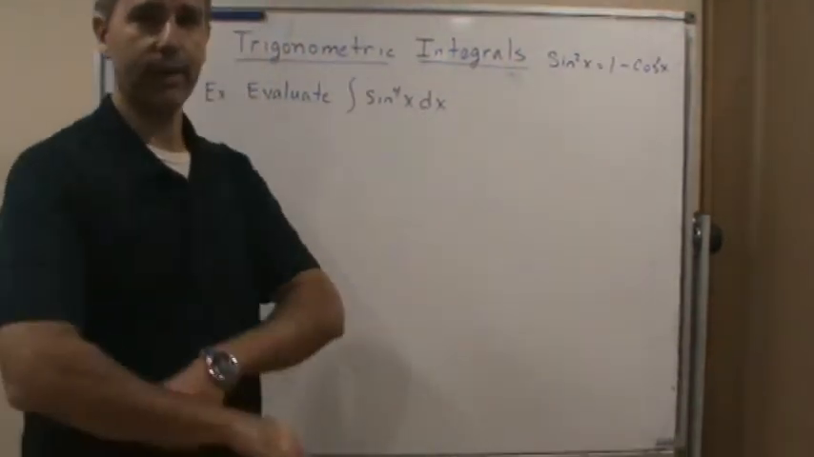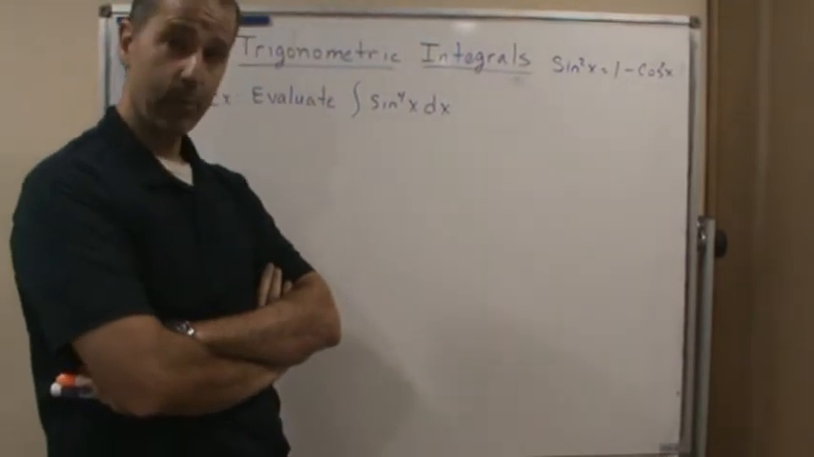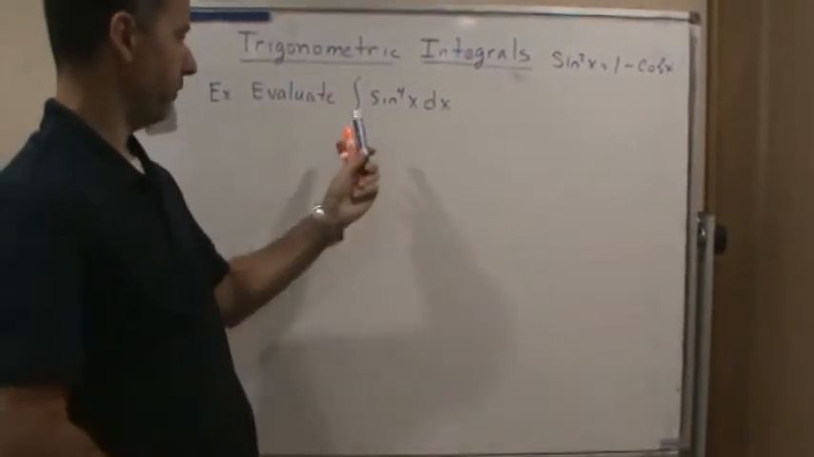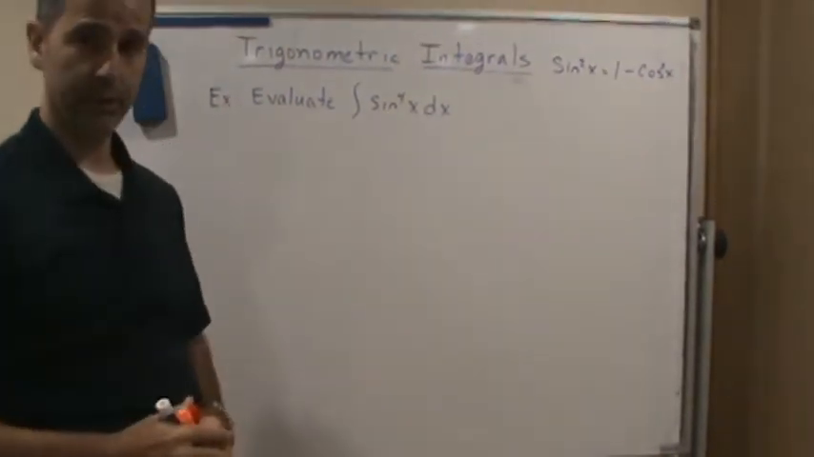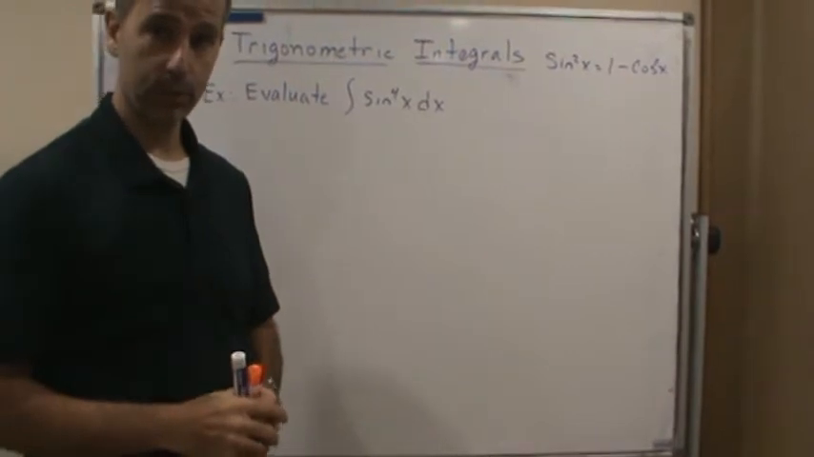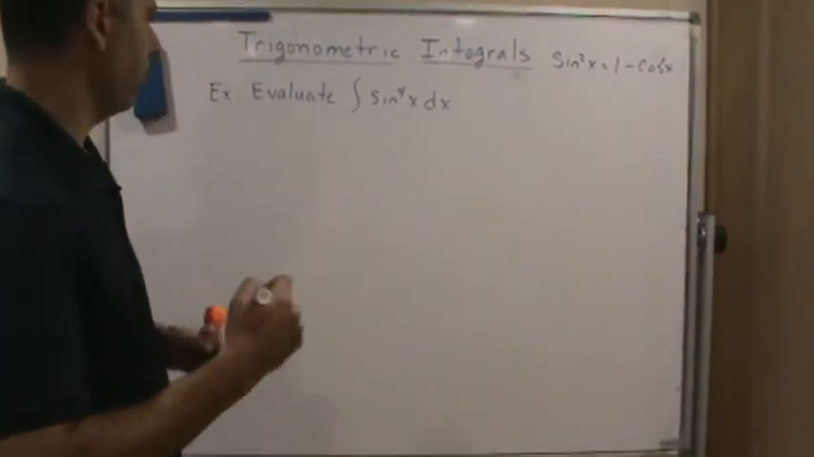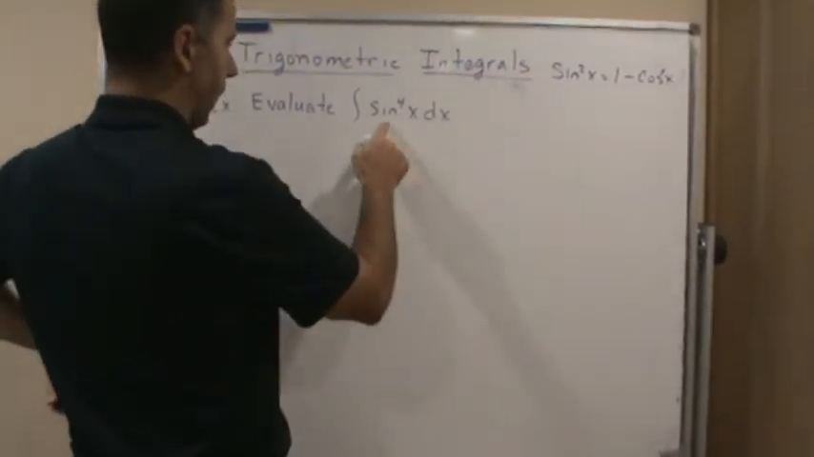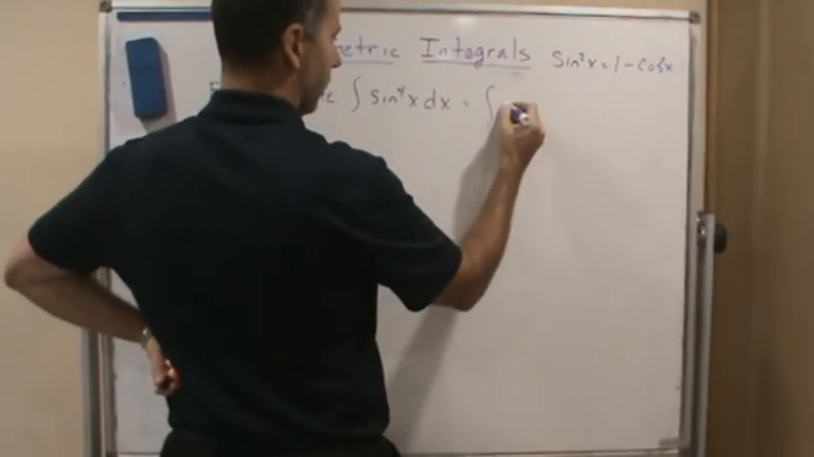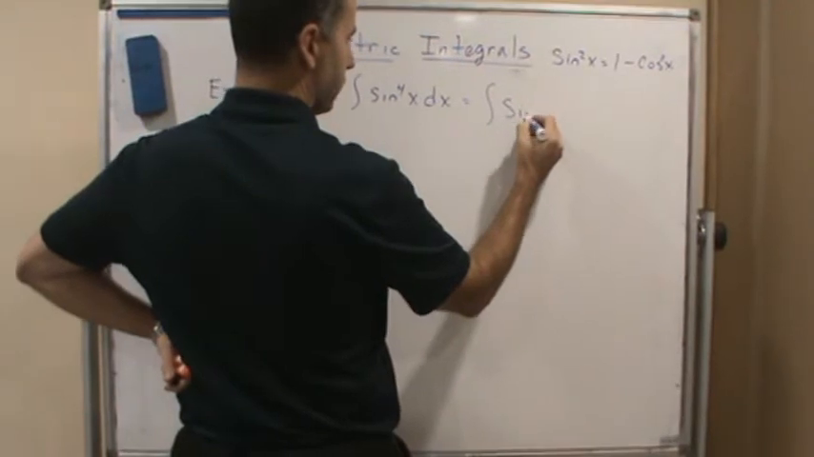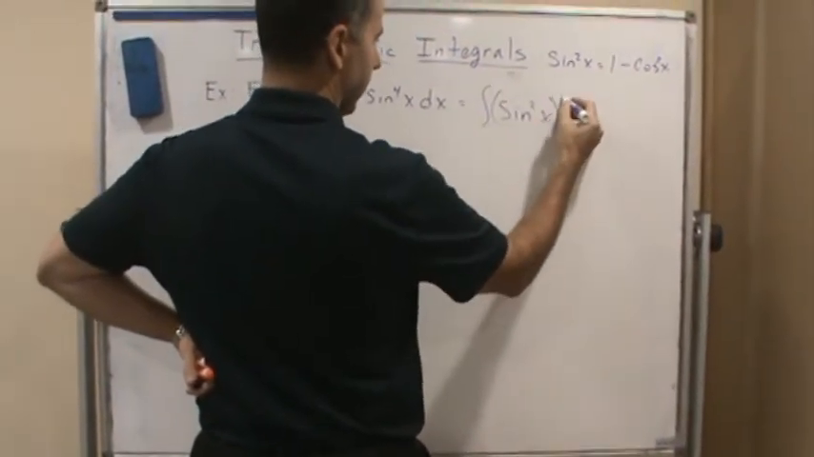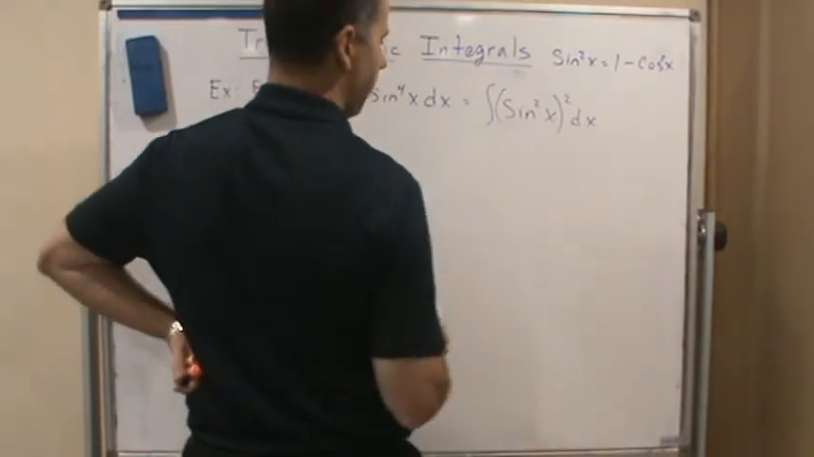Okay, so welcome back. So now, in this example, we're going to tackle this one, where we have x to the fourth power, so we have an even power of sine. So we're going to have to use one of the power reducing identities. So in this case here, I'm going to rewrite this as, again, I'm going to write it as a square, so it's sine squared x quantity squared dx.